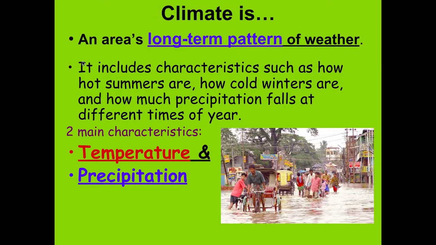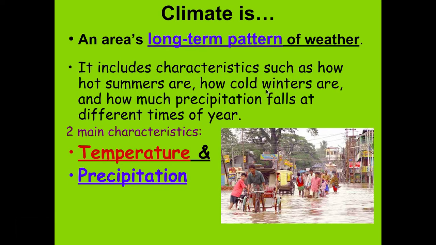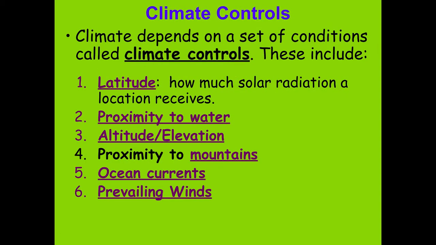So when we look at climate, we're mainly looking at temperature and precipitation. We're going to look at how hot the summers are or how cold winters are, and how much rain or snow we get. And do we get it all in one season? Do we get it all throughout the year? Things like that. So let's start with our climate controls.